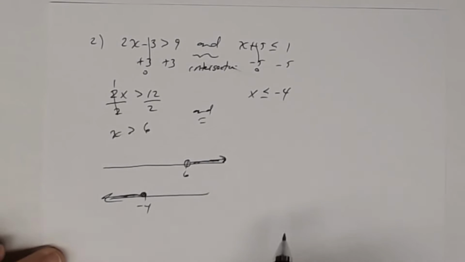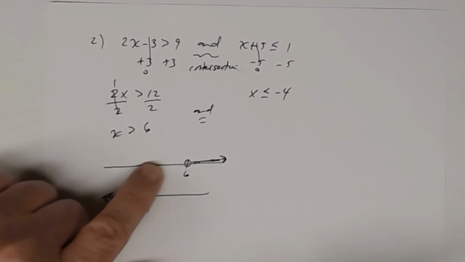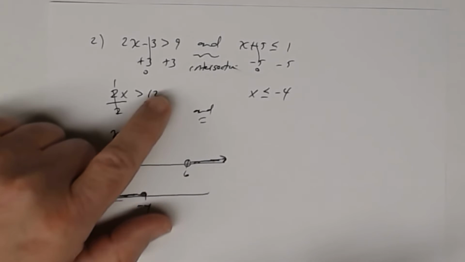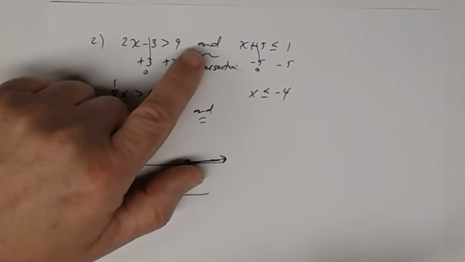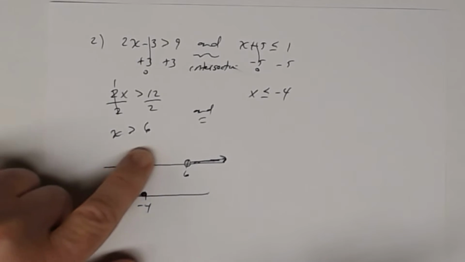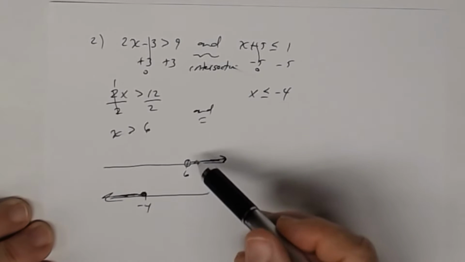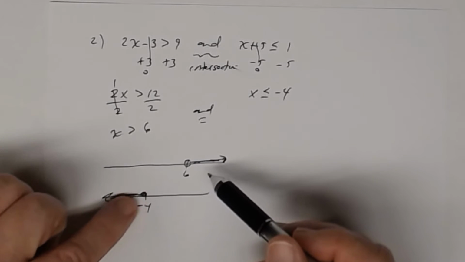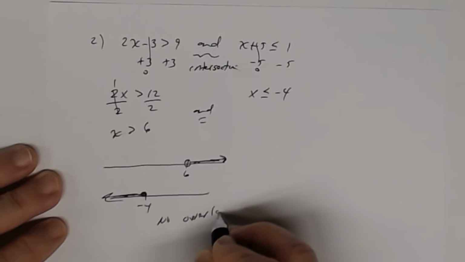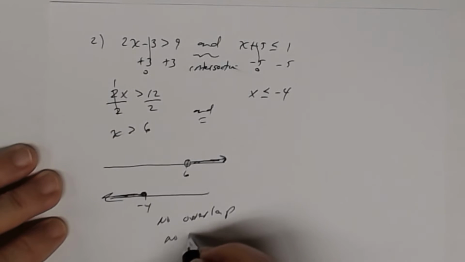All right, now remember, I'm trying to find which of those solutions here that's shaded will be a solution to this compound statement that has the and statement, so the intersection. So where do those two graphs overlap? Well, if you notice, they don't overlap at all, right? So there's no overlap. There's no intersection.